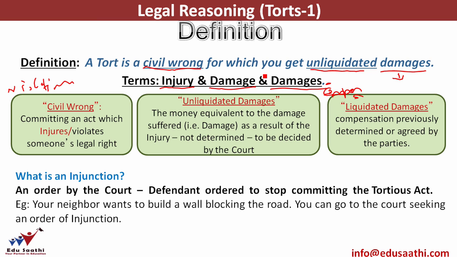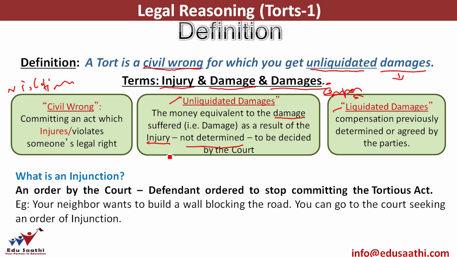Next concept which you need to understand is the concept of unliquidated damages. Unliquidated damages and liquidated damages. We discussed in the definition that it's a civil wrong where you get unliquidated damages. Unliquidated damages means the money equivalent to the damage suffered. Damage here means, like we already discussed, the harm or loss suffered by the person against whom the tort has been committed as a result of injury, that means violation of legal right, and which is not determined. By not determined, it means that the amount which you will get for the commission of a tort is not predetermined.